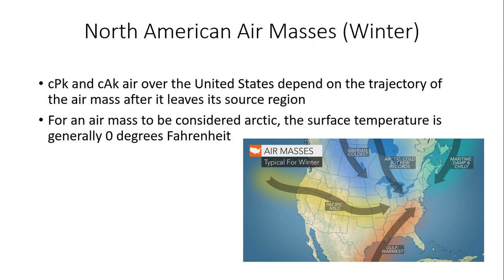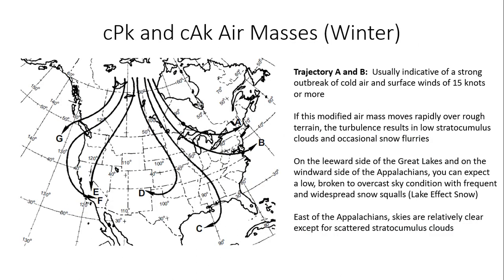So this is just a nice look at the different air masses, and the arrows represent the various flows of air masses during winter for the U.S. So let's first talk about continental polar (CP) air that is colder than the underlying surface, and continental Arctic air, which is colder than the underlying surface. Let's talk about these air masses.